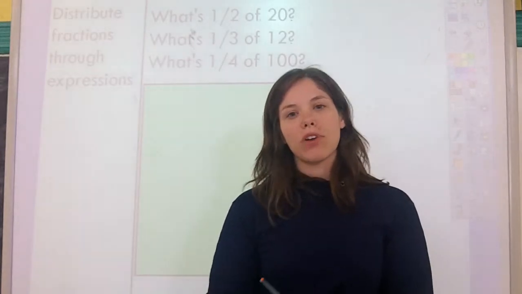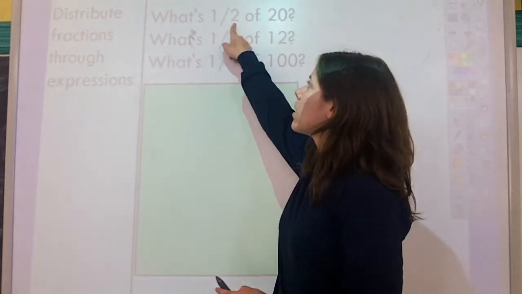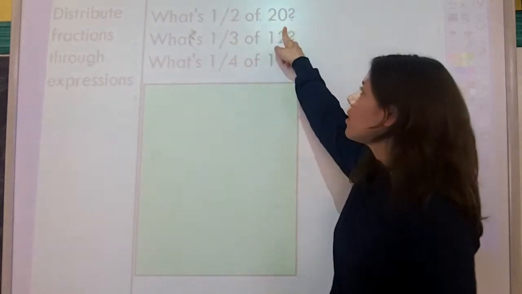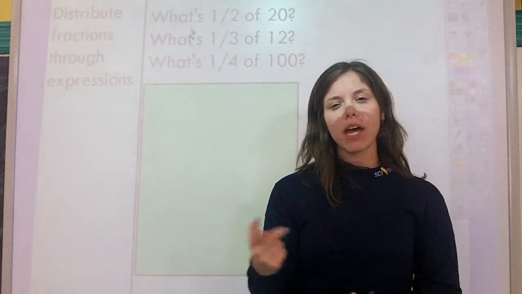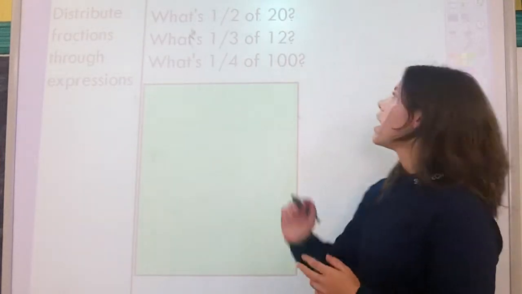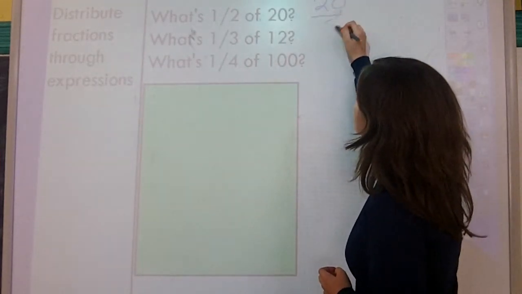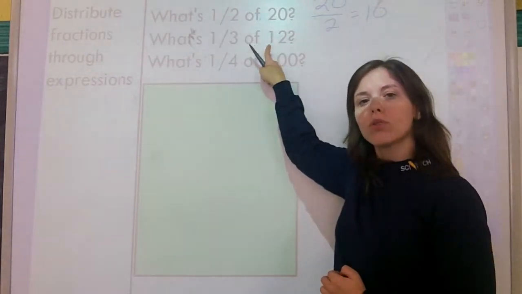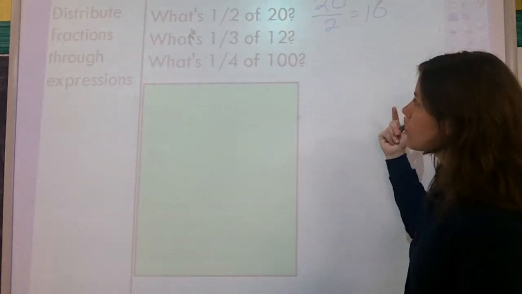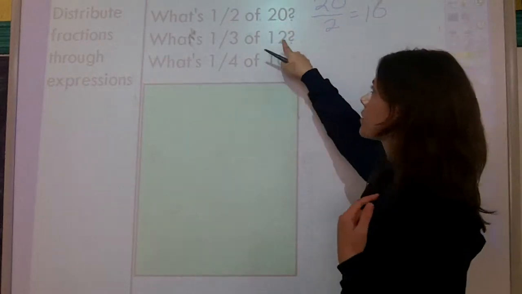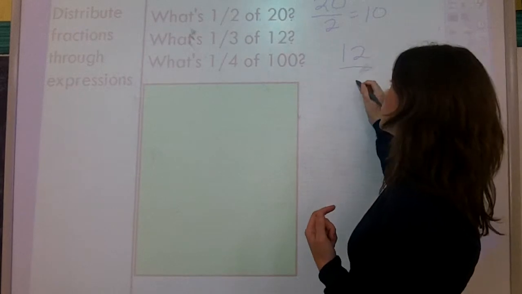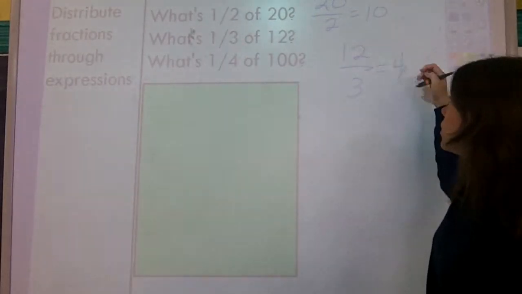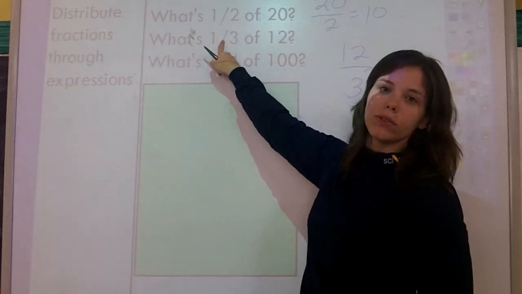It's the same with other fractions. You just look at the denominator, and that's what tells you what you're dividing by. So if I said, what's half of 20? Another way to think about that is what's 20 divided by 2. And so that would be 10. What's 1/3 of 12? Well, we could multiply that fraction out, or we can ask ourselves, what's 12 divided by 3? And 12 divided by 3 is 4, so 4 is 1/3 of 12.